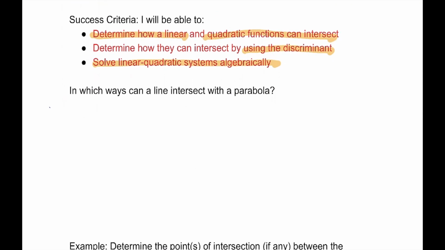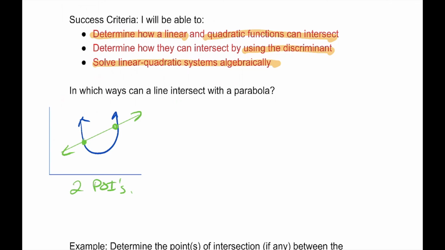So I'm going to argue that there's only 3 ways. So in one way, let's say that we have a parabola. That might look something like that. So how can a line intersect? So one way is kind of intuitive. So that might be a line that looks like that. So there could be 2 points of intersection.